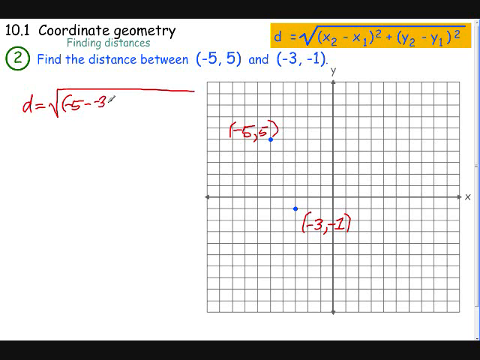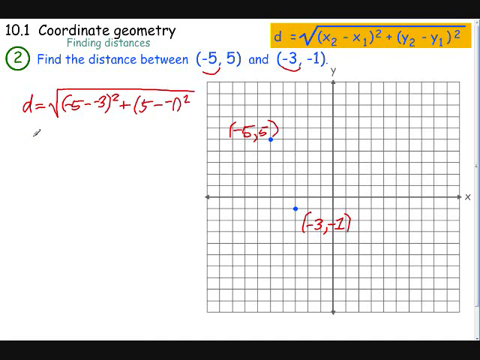I'm going to square that plus, so what did I just do? I used my x coordinates. Now I'm going to do the y coordinates. I'm going to go in the same order. It is smart to be as consistent as you can. Methodical keeps you out of trouble. 5 minus a negative 1. This is a positive 5 minus a negative 1.